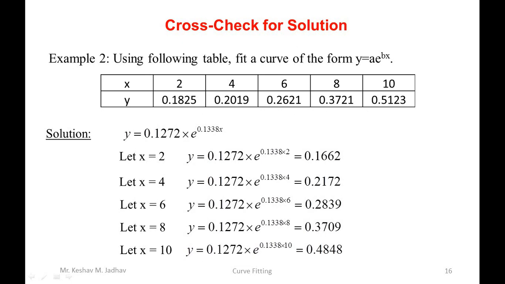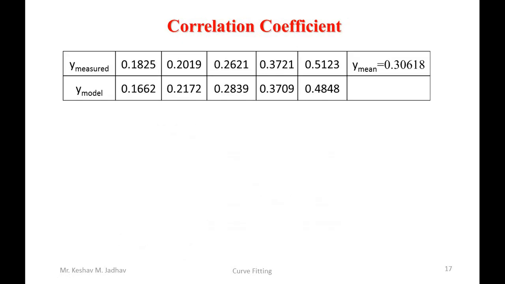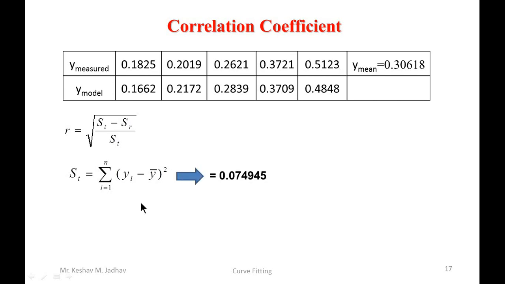Now here also, to check the goodness of this fit, we will calculate correlation coefficient. So to calculate correlation coefficient, these are the measured values or given values of y, and this is the mean of measured value. These are the y values which are calculated from exponential model of given data. So to calculate the value of correlation coefficient, we have to calculate the value of ST. So when I is equal to 1, we have to take 0.1825 minus 0.30618 and it's a square, and so on.